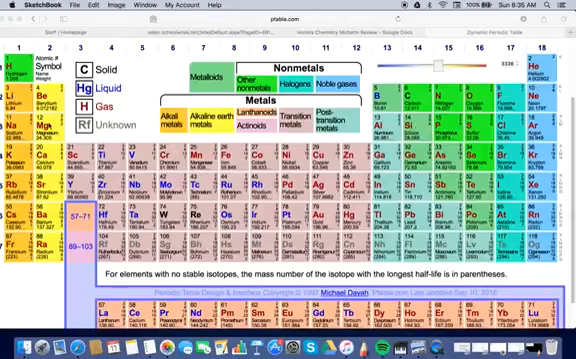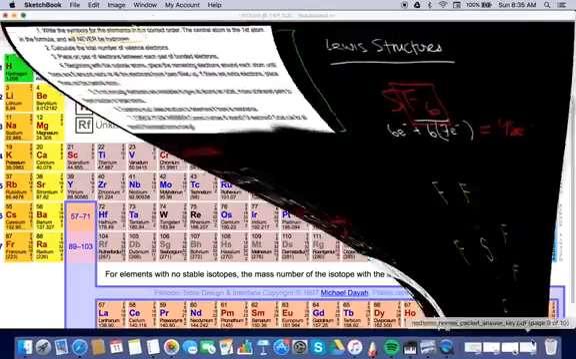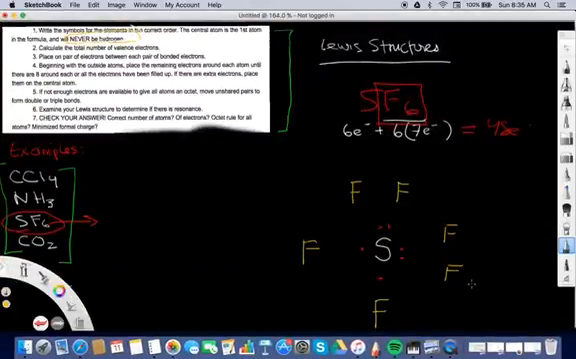Because in your third energy level, you have an S subshell, a 3D subshell. In the third energy level, you have a D subshell, and also you have a 3p subshell. So you can fit more electrons. So sulfur, in fact, will exceed its octet rule.